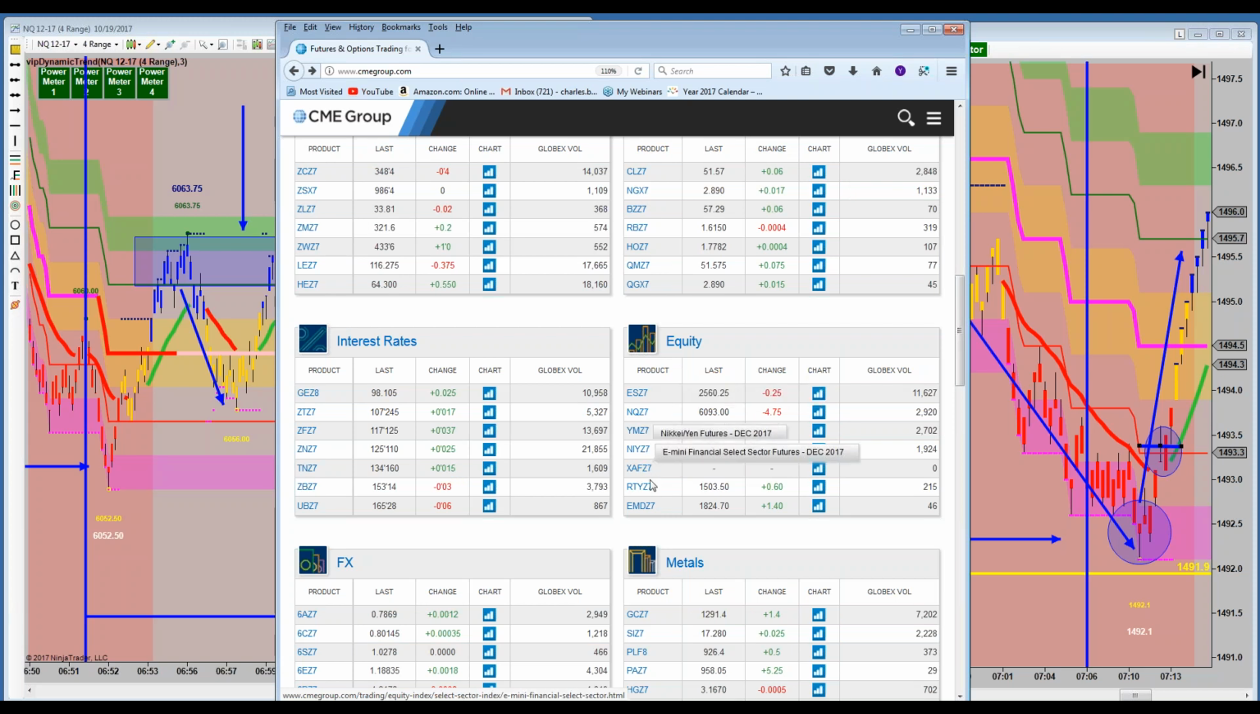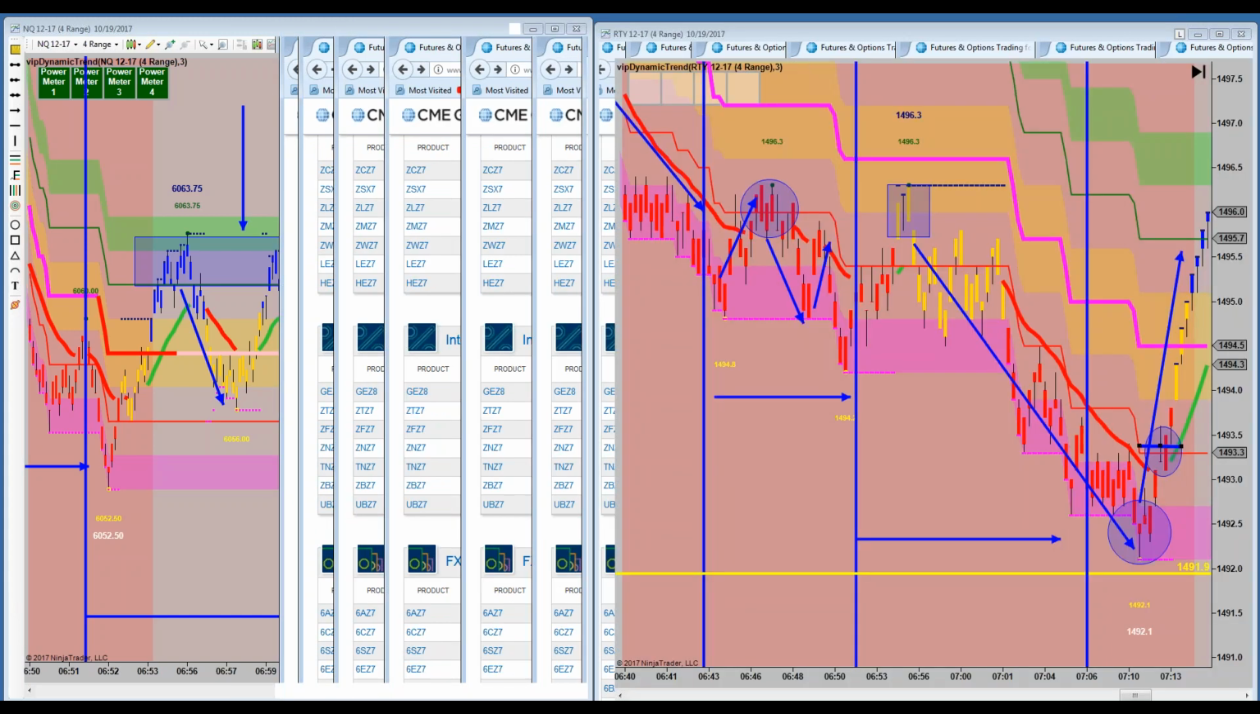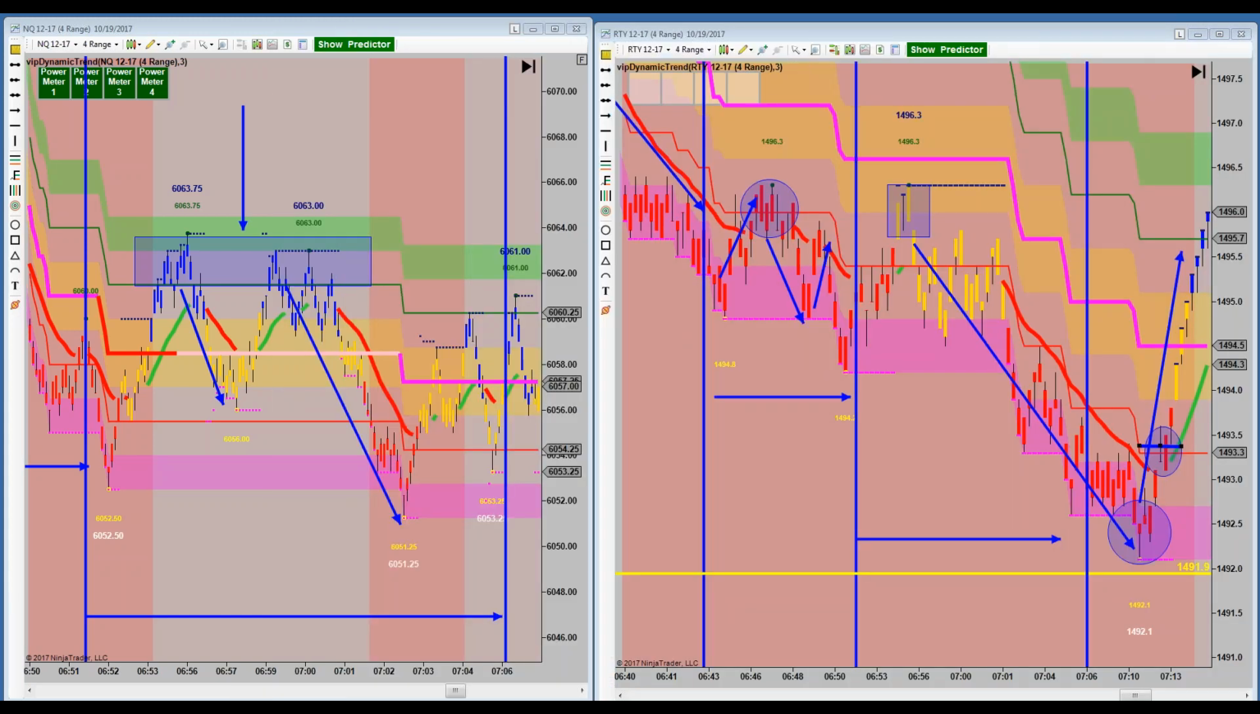So if you're looking for something to trade in addition to RTY and you don't want to do NQ because it's just too whippy for you, YM is another good alternative. It's even slower than RTY. Yeah, that's a good point. That was a good point, Jim.